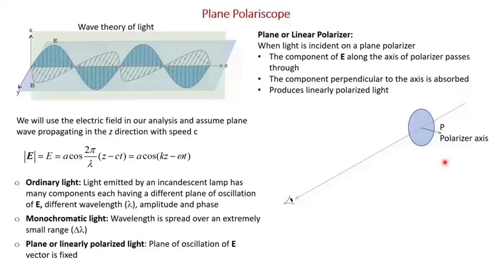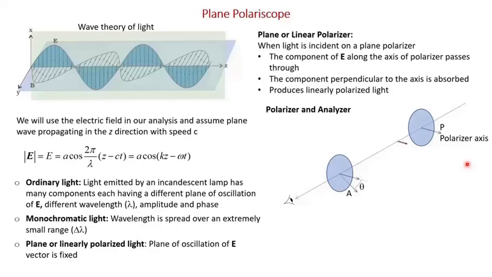A plane polariscope has two polarizers arranged one after the other. The terminology is like this: the first one is called the polarizer and the second one is called the analyzer. In this configuration I am showing, the axis of the analyzer and the polarizer are parallel. So think of what will happen if linearly polarized light is incident on the analyzer. It will simply pass through.